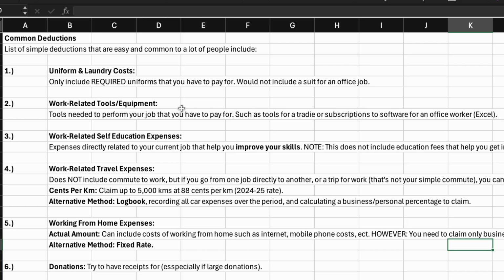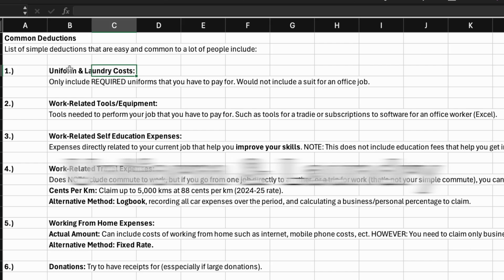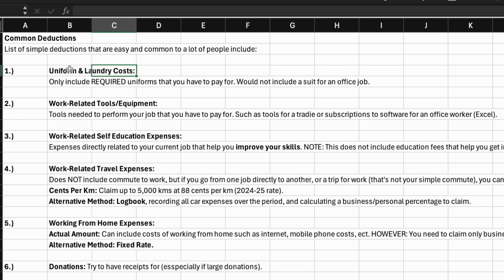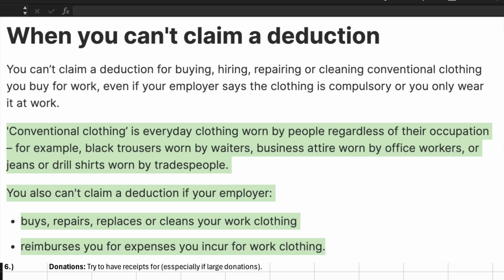These are the most simple ones for people who are employees at jobs. First, we have uniform and laundry costs. If you have a uniform that is required for your job that you had to pay for, it wasn't provided for you, and these uniforms usually have a logo on them, or are needed for the specific job, such as some nursing scrubs, then you can claim this amount and any laundry costs as a tax deduction. This does not include business casual or a suit for an office job.